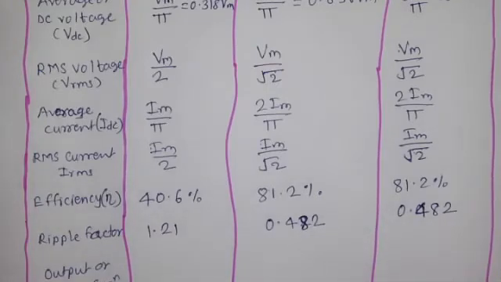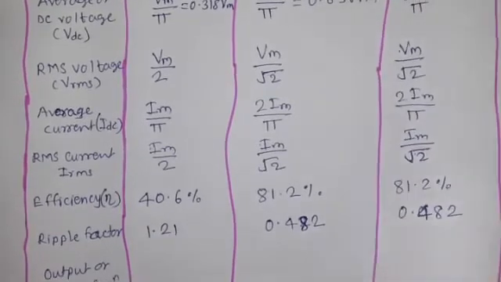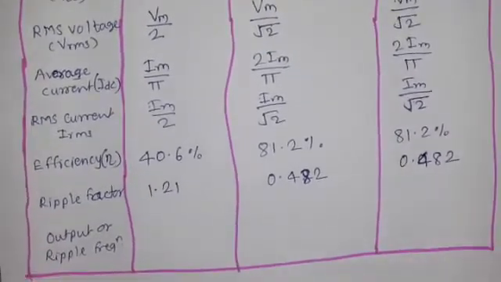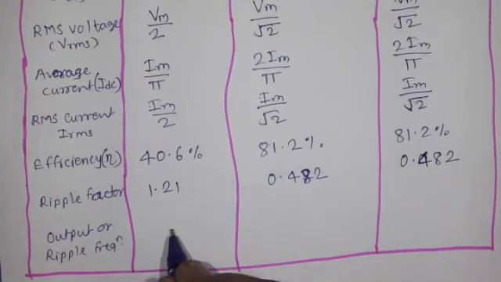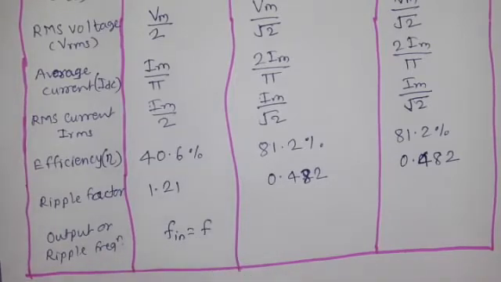0.482. Now here one more term is added, and that term is nothing but the output frequency or ripple frequency. If you look at the waveform for the output of the half wave rectifier and the full wave rectifier, then for the half wave rectifier we have to see only one wave, and that wave must be repeated after some time. It means the frequency of the input AC signal and the output is the same, and therefore it is represented as f_in or simply f.